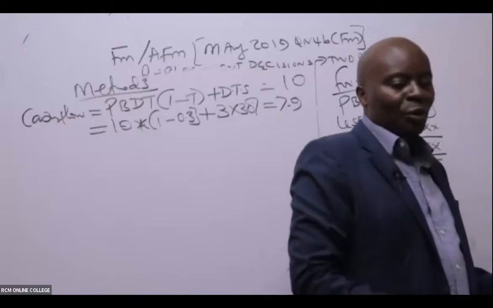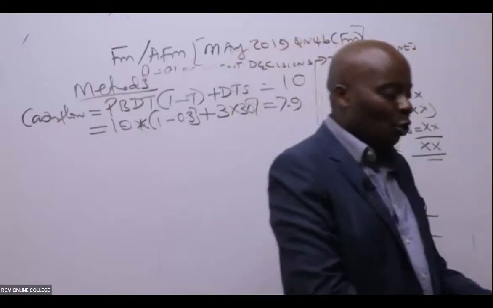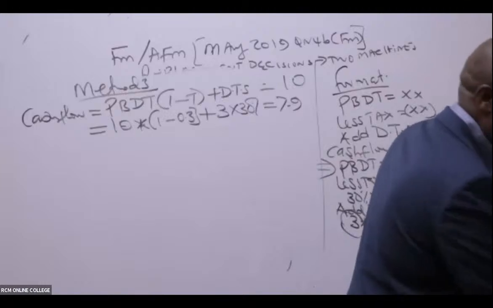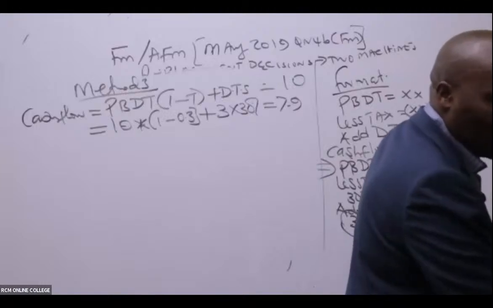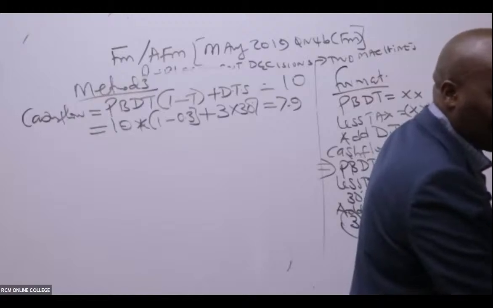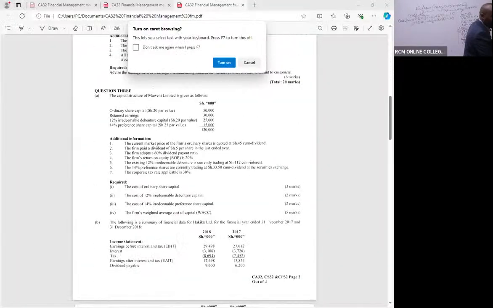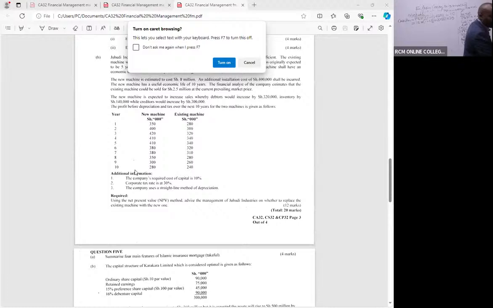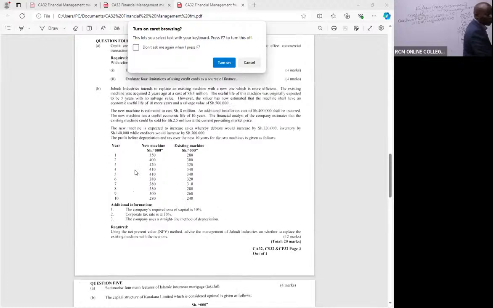Then, ladies and gentlemen, with your permission now, I will be able to go to this question. It's a financial management question, which I would want to do here. A very, very serious question for students who are doing AFM and the intermediate level financial management. This question here, question 4b, Juhudi Industries Limited. I love this question.